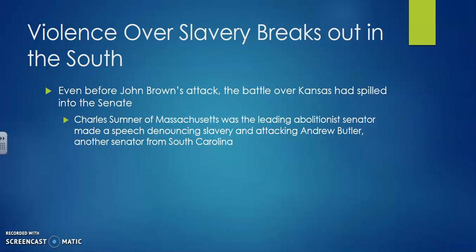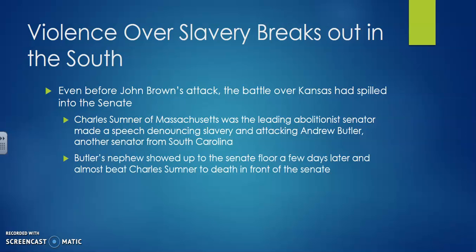In other words, he was like the guy leading the charge against slavery. He's going to make a speech denouncing slavery, and he's also going to single out and attack Andrew Butler, another senator from South Carolina. Now, Butler is older and not too healthy, so he wasn't there that day to defend himself. And so it looks kind of bad when you're doing that, but also Butler's nephew will show up to the Senate floor a few days later and almost beat Charles Sumner to death in front of the entire Senate with a cane. This is also going to look really bad because he was attacked. It's going to take Sumner almost 3 years to fully recover from being attacked by Butler's nephew.